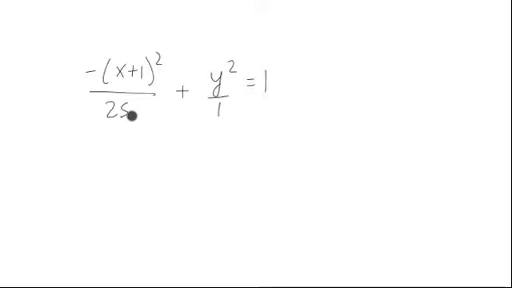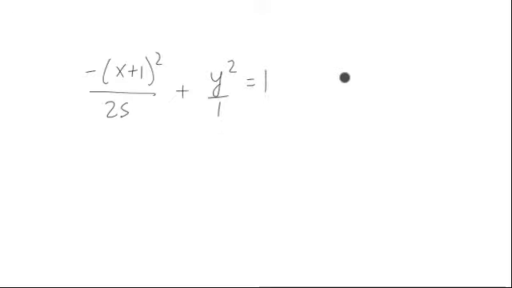Now, let's look at another example. Suppose we have negative x plus 1 squared all over 25 plus y squared is equal to 1. Okay, let's look at this. First of all, notice this is like y squared over 1. So our box in the y direction is going to be going up and down 1. In the x direction, it's going to be going side to side 5.